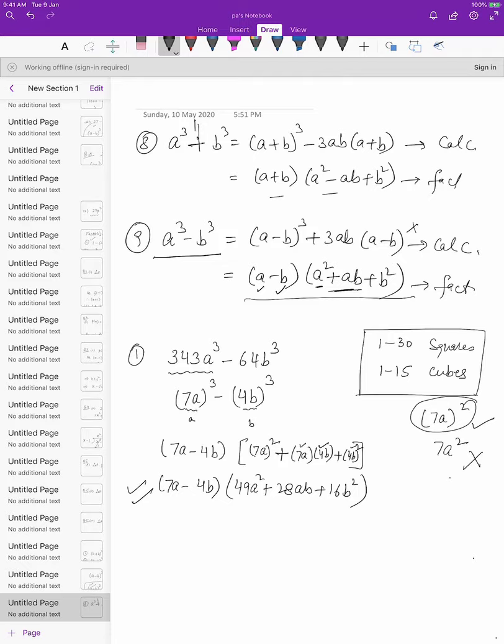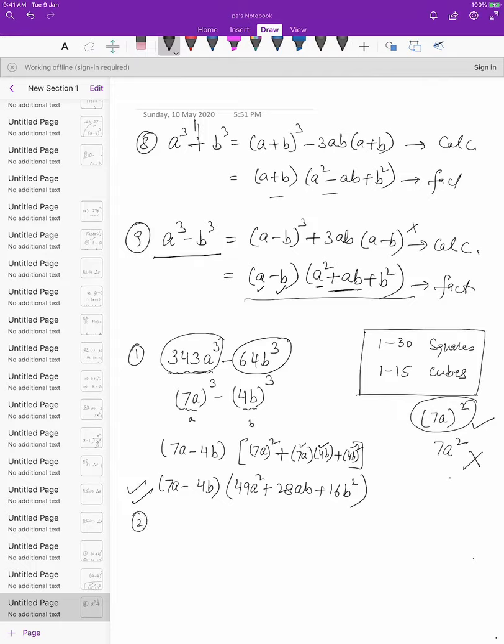Never ever think that 343a is the first term and 64b is the second term. This is a very common mistake that the students do. Before we choose our a and b, we must write both the terms in the perfect cube form. Then only you can do the factorization.